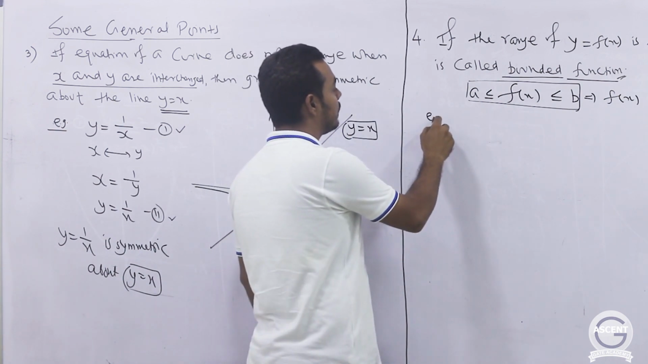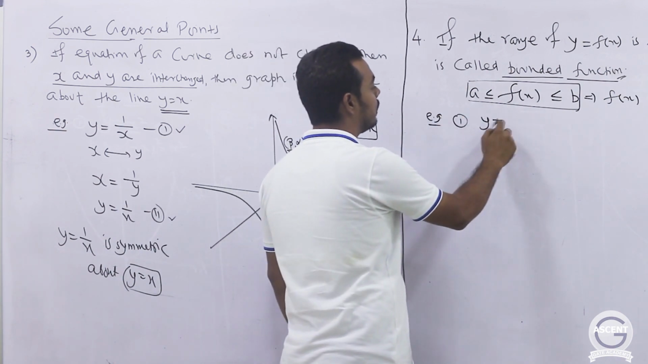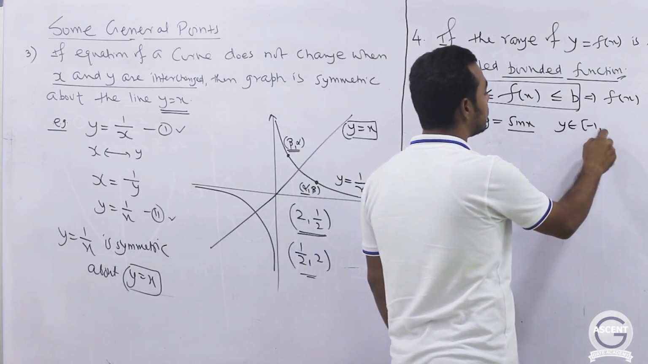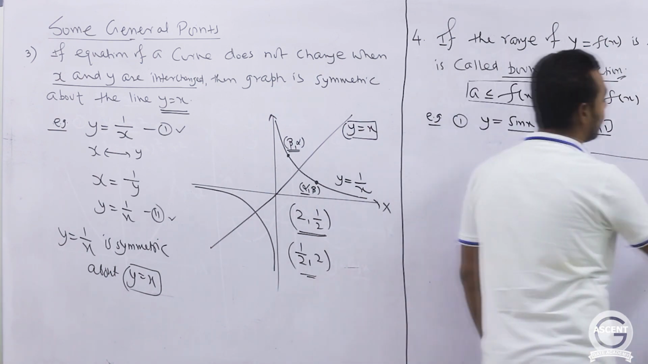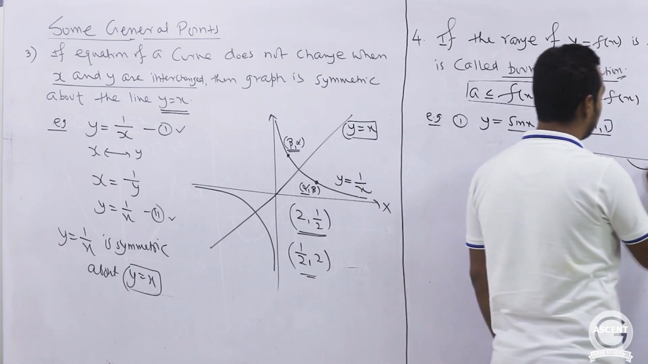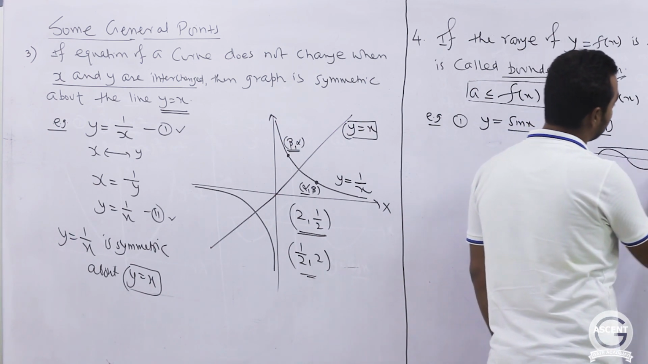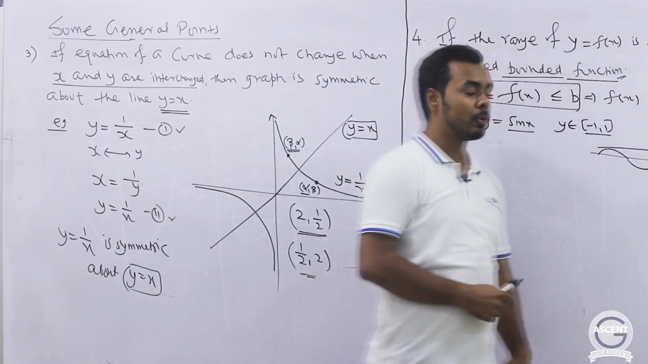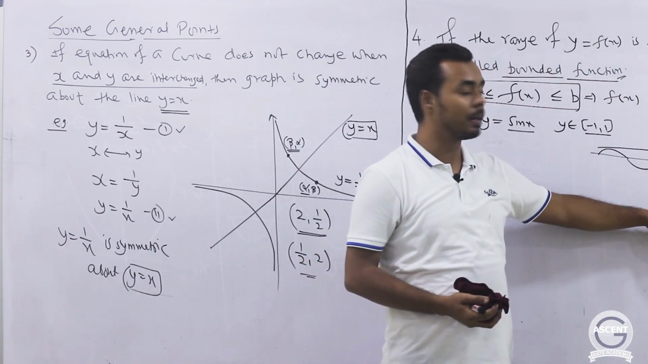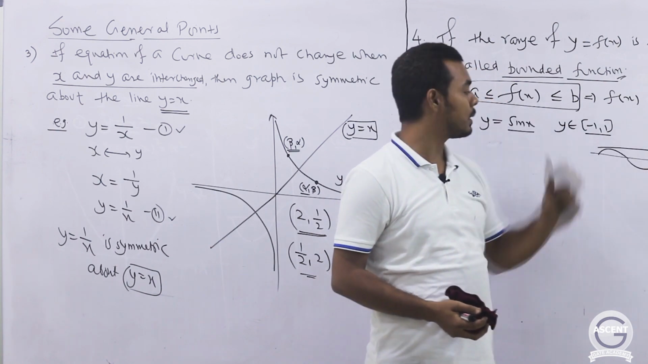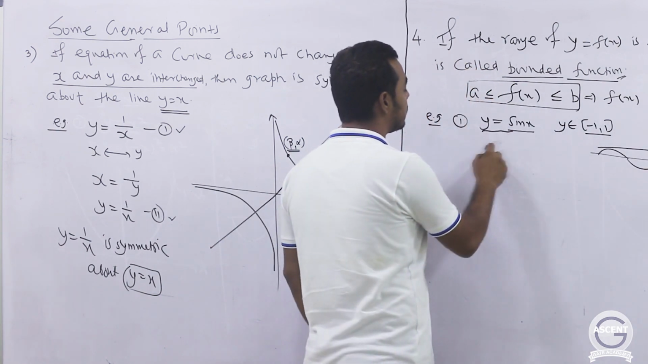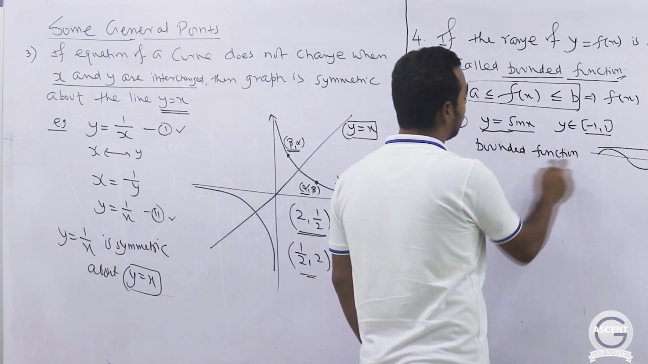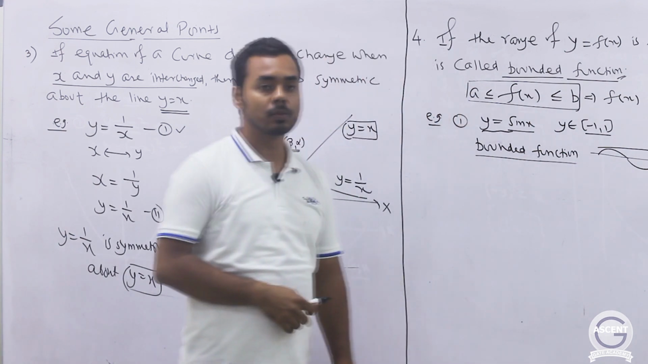Let me give you some examples of bounded functions. Suppose you see the function sin x. What is the range of y here? The range is -1 to 1. If you see the graph of y equals sin x, you can always confine this graph between the two lines y equals -1 and y equals +1. No portion of the graph will be below y equals -1 or above y equals +1. So sin x is an example of a bounded function. Similarly, cos x is also a bounded function because cos is also from -1 to +1.